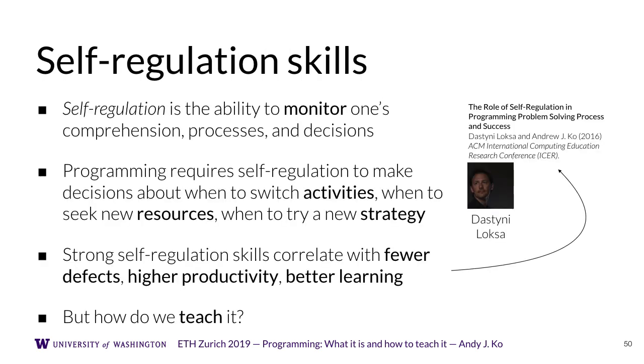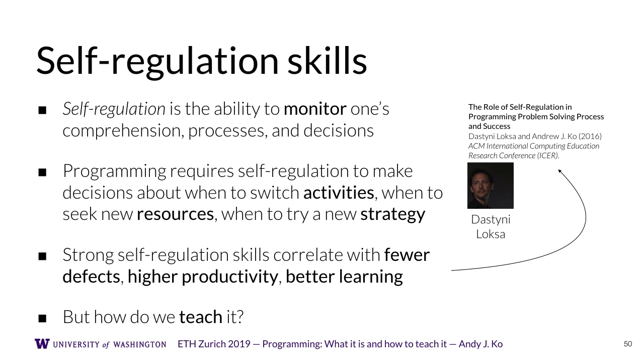So self-regulation is the ability to monitor your thoughts, your comprehension of things, the process that you're following, the decisions that you're making, the strategies that you're using. I'd mentioned before that Dostanai's work showed that programming requires self-regulation to make decisions about when to switch activities, when to seek new resources, when to try a new strategy, and so on.